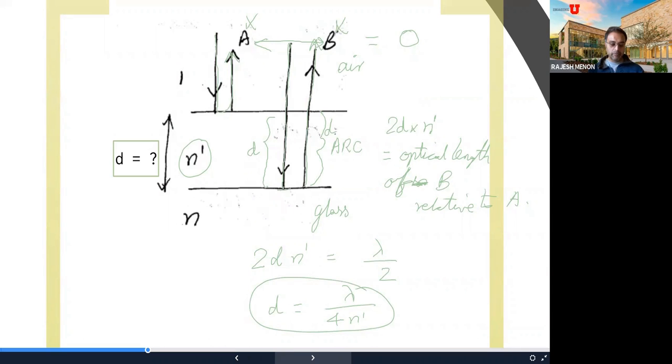Now, I made some very simplifying assumptions here. First, I've assumed that the phase shift that occurs due to this reflection is the same as the phase shift that occurs due to this process. That may not be true. It's a reasonable assumption, but it may not be true because the reflection here happens from 1 to n prime, whereas the reflection here happens from n prime to n, right? So there are different situations, so it may not be the same.